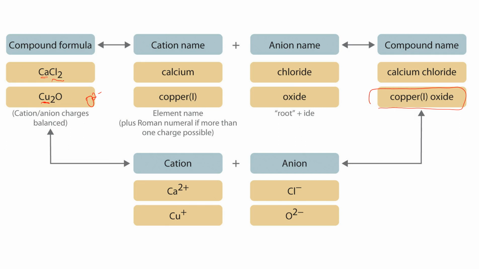Okay, and then we can do that the other way, going back from our name to a formula. So if we were told copper 1 oxide, then we look at it and we can see we have copper and oxide. So we would have copper 1 plus as our cation and oxide, oxygen 2 minus, as our anion.